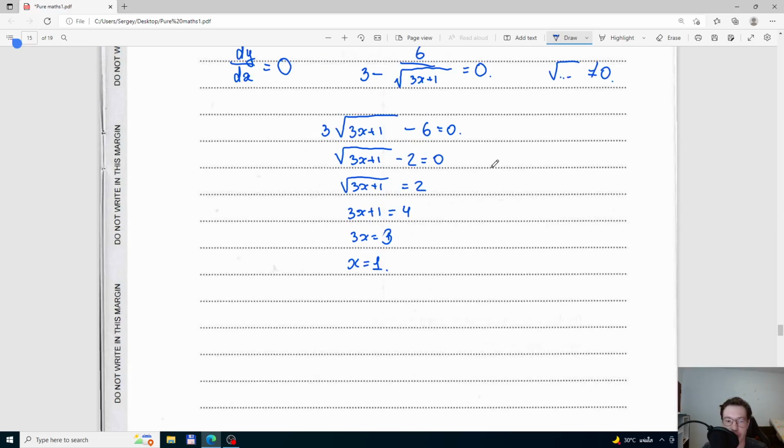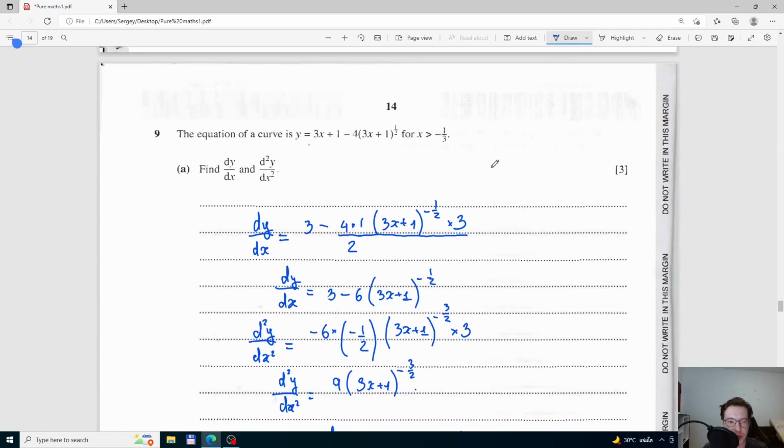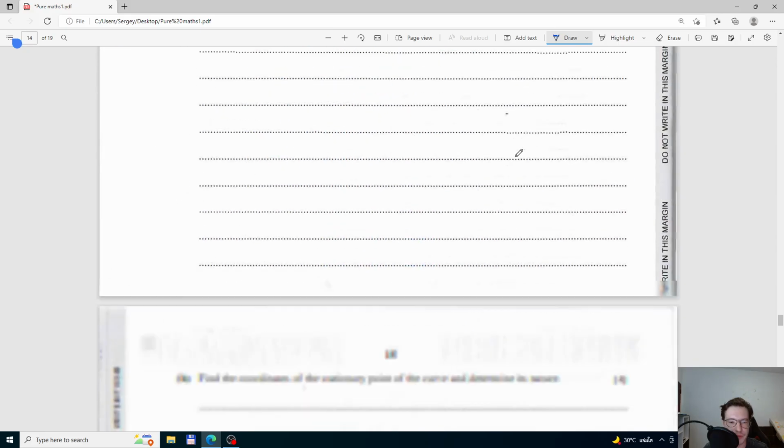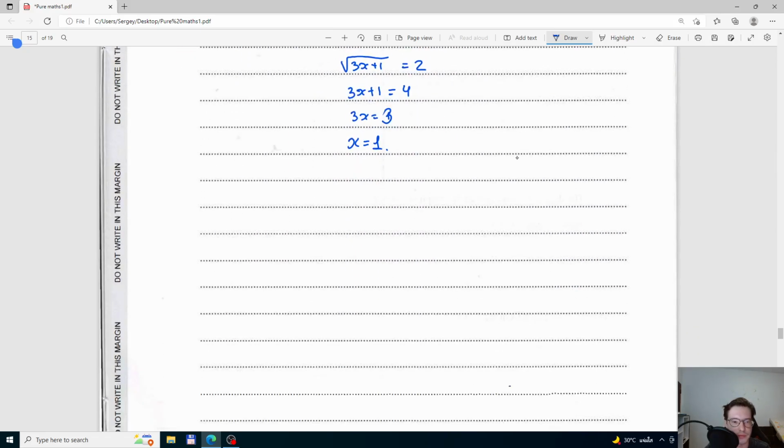Now, in order to find the y coordinate, I will have to substitute x equals 1 into the equation of the original curve. So y equals 3 plus 1 minus 4 times 4 to the power of a half. 3 plus 1 is 4, minus 4 times 4 to the power of 1 over 2, which is 2, and it gave me minus 4. Okay, so now we know that the coordinate of the stationary point is (1, minus 4).